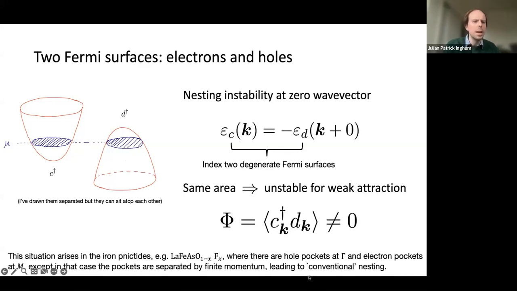Incidentally, this situation also arises in the iron pnictides, where there are hole pockets at the gamma point and electron pockets at M, or maybe X, I don't remember. Except in that case, the electron and hole pockets are separated by finite momentum. So this leads to conventional nesting, where instead of a zero, there's a finite Q.